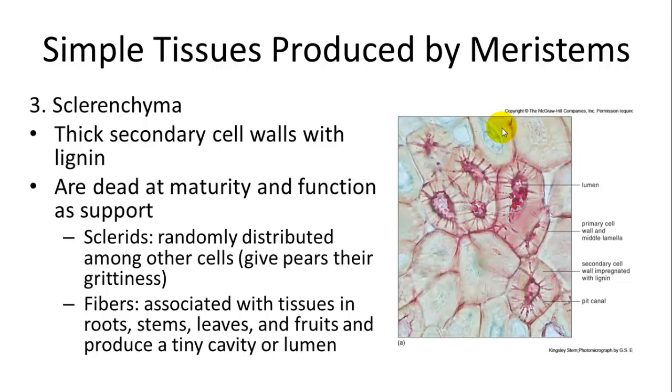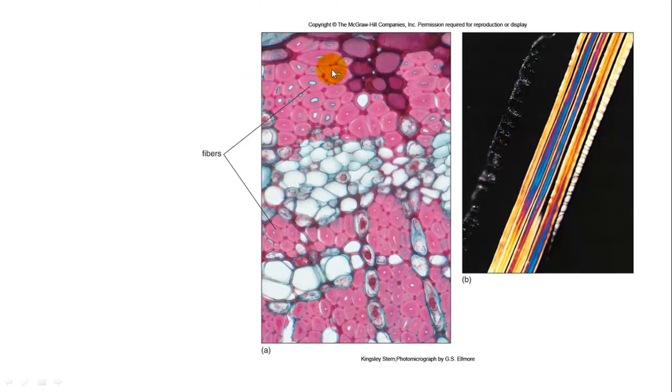Sclereids are one type of sclerenchyma, one type of cell, and these are randomly distributed among other cells. An example is when you eat a pear, the grittiness of that pear, those are sclereids. And then fibers are also associated with tissues in different types of organs, such as roots, stems, leaves, and even in fruits. And they produce a tiny cavity or a lumen. And here's an example of fibers here. And you can see they have a little cavity within them.